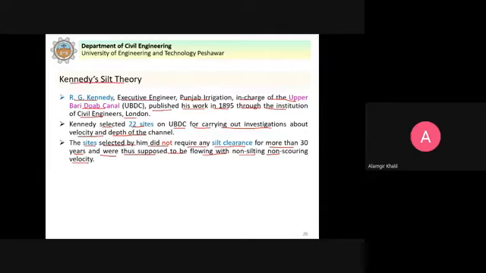So these 22 sites which were selected by Kennedy on the Upper Bari Doab Canal, which is in Punjab in Pakistan, did not require any silt clearance for more than 30 years. So these sites were supposed to be flowing with non-silting and non-scouring velocity.